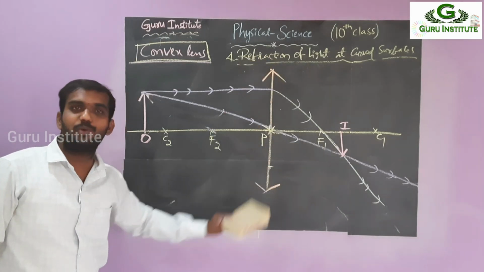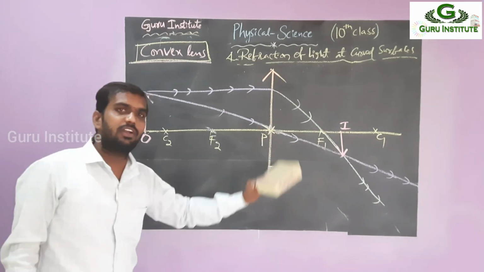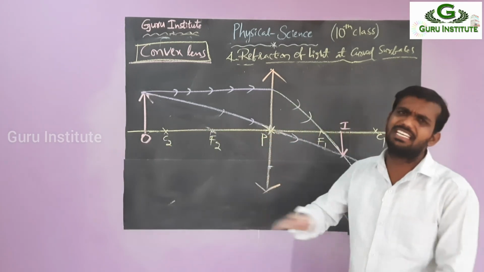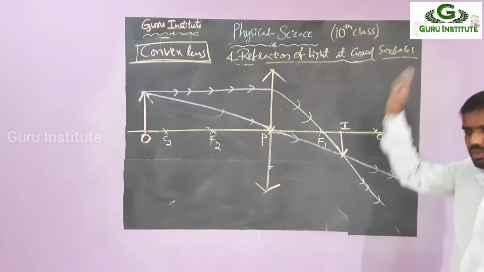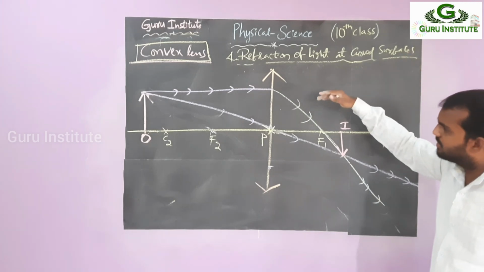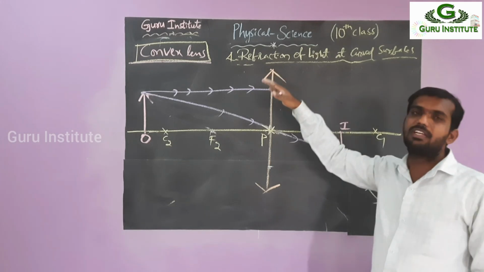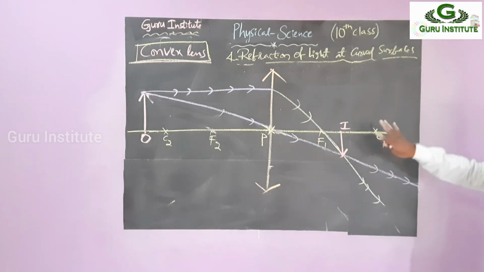In the mirror also the same only. Beyond C, between F and C, inverted. Same to same, same like mirrors only. But the picturization is different. The nature is the same. In those cases you are using a concave mirror, but here we are using a convex lens. That's it. Okay, right?